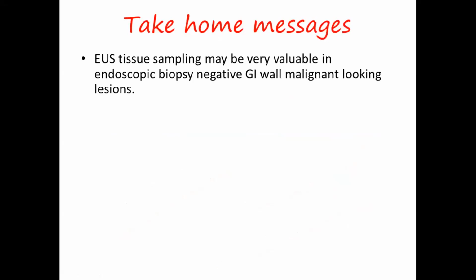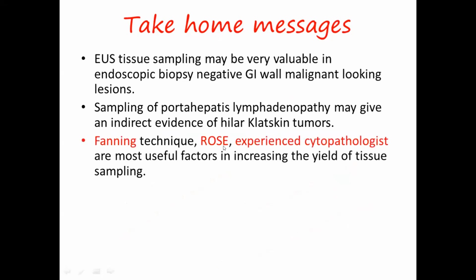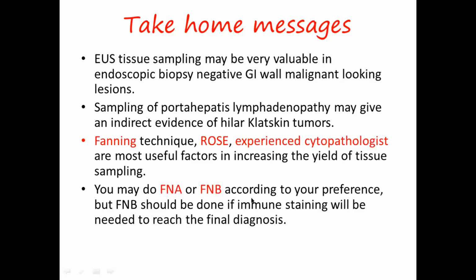Now come to the take-home messages. EUS tissue sampling may be very valuable in endoscopic biopsy-negative GI wall malignant-looking lesions. Sampling of porta hepatis lymphadenopathy may give indirect evidence of hilar Klatskin tumors. The fanning technique, rapid on-site evaluation, and experienced cytopathologists are the most useful factors in increasing the yield of tissue sampling. You may do FNA or FNB according to your preference, but FNB should be done if immune staining will be needed to reach the final diagnosis.